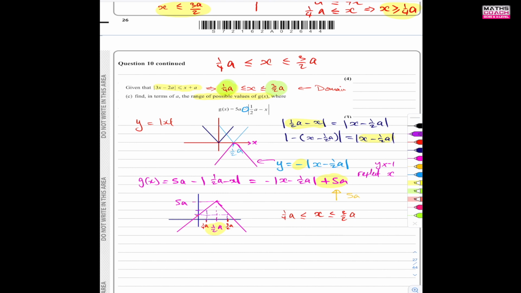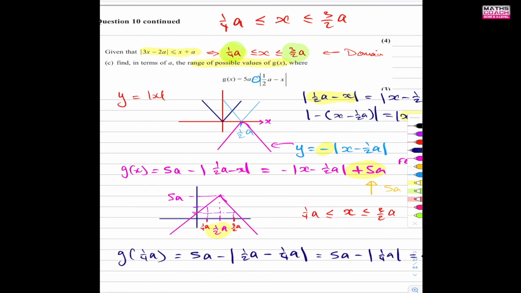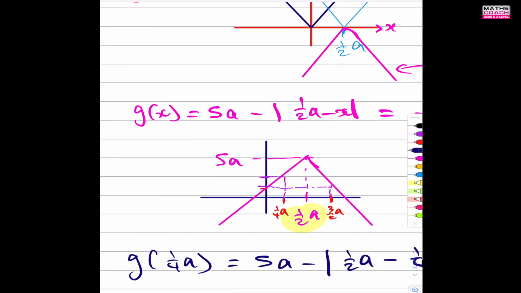To work out those values, you just have to sub those input values into the g of x function. So if we substitute in 1/4 of a into g of x, this will give us 5a minus modulus of half a minus 1/4 of a. So that's 5a minus modulus of 1/4, since a half minus 1/4 is 1/4. So we don't really need the modulus sign here. So 5 minus 1/4 is 4 3/4. So if I zoom in, this would be 4 3/4 of a.